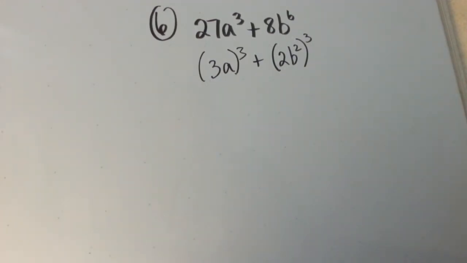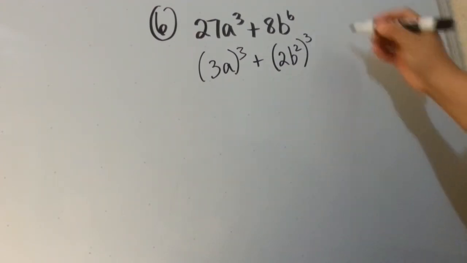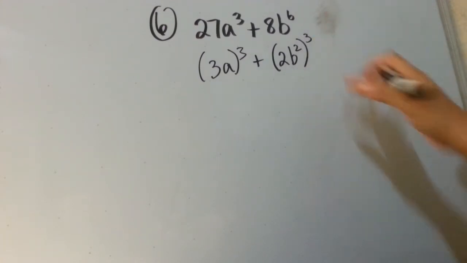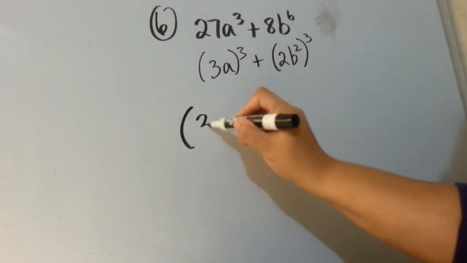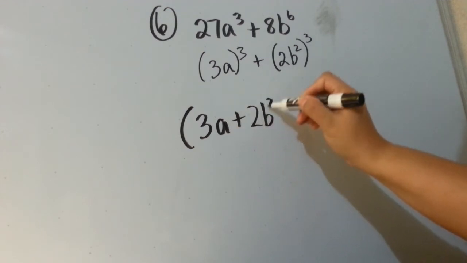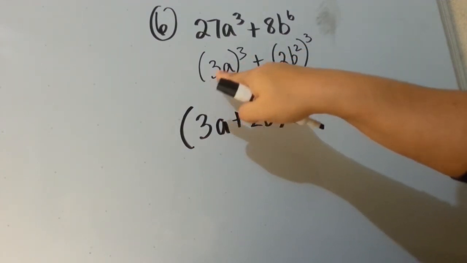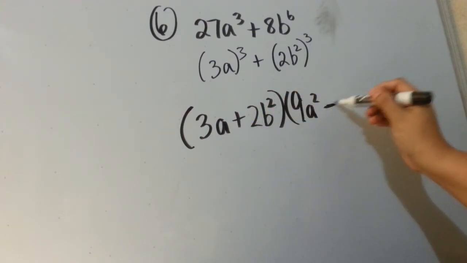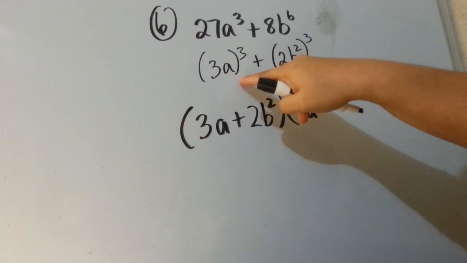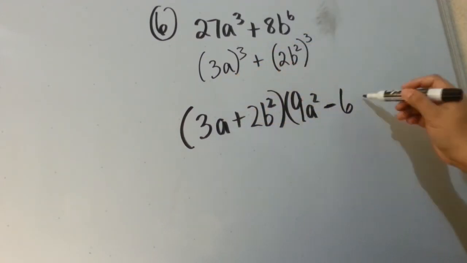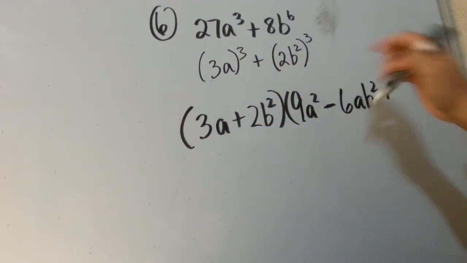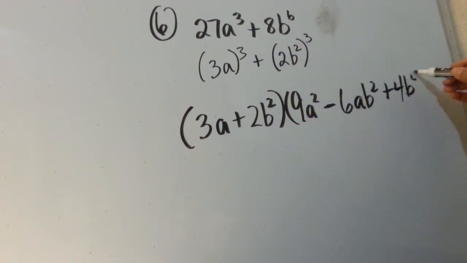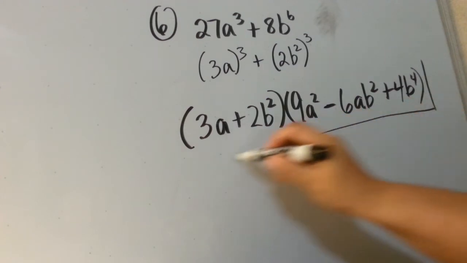Now I have to write the formula, and I don't know why I have to keep on writing the formula. You should have it already memorized at this point. The formula is going to be 3a plus 2b squared. And then the first one squared, so that's 9a squared. This is a plus, so this has to be a minus. These two multiplied, 3 times 2 is 6, a and b squared. And then this one squared, so that'll be 4b to the 4th. Okay? That would be the answer.